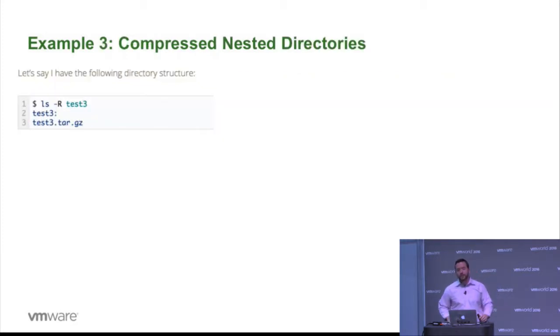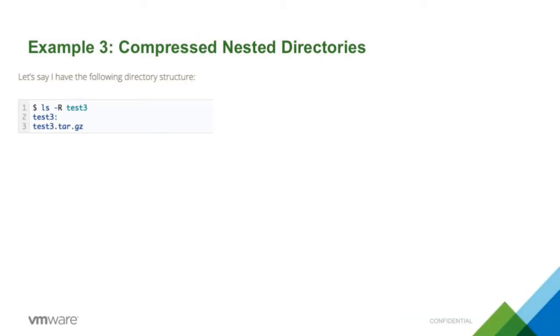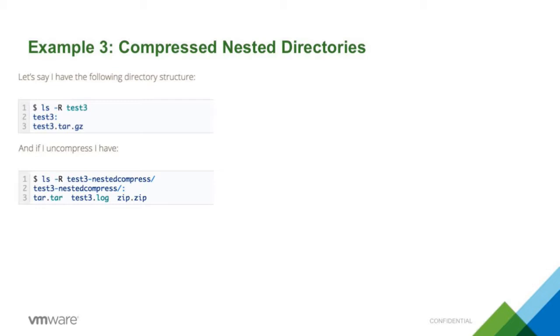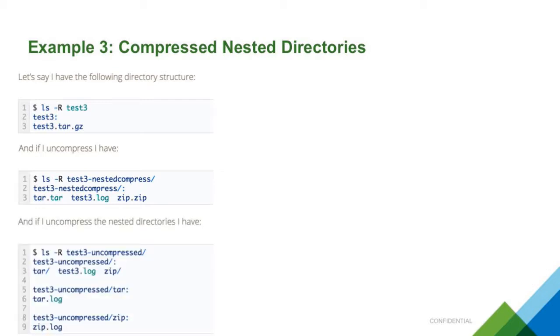Next up, let's talk about compressed nested directories. So more of the support bundle use case here. So let's say I have this tarball test3. We extract it, and it contains a log file as well as nested tars and zips, right? We uncompress that. We have subdirectories and more files.